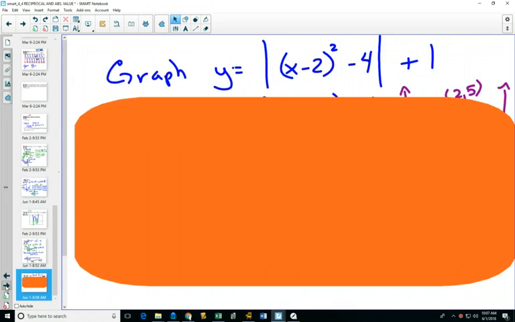One for you to try. Graph y equals the absolute value of the square root of x minus 2, squared, minus 4, plus 1.